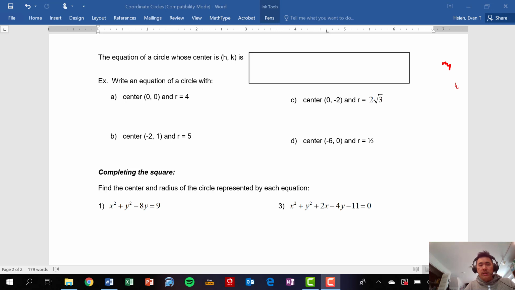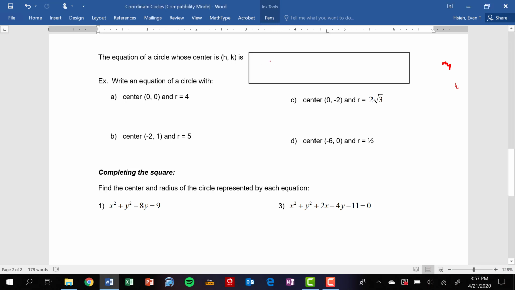The front side was really just a review problem, but on the back side of this thing we start out with the equation of a circle. So the equation of a circle, I'm going to just write it out, is going to be (x - h)² + (y - k)² = r².